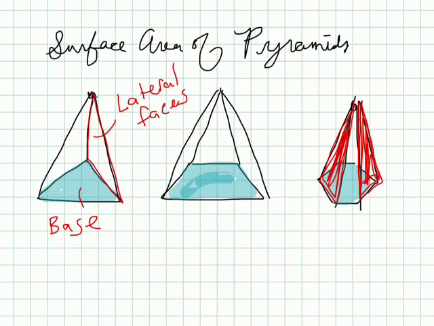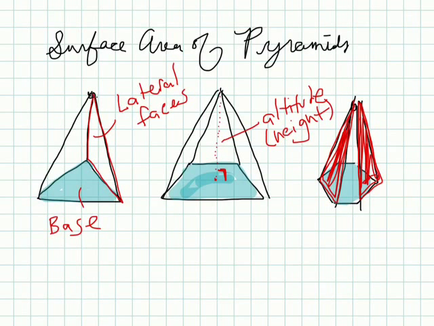Let's continue. The altitude goes from the center of the base, the height, until it's perpendicular with the base. This is called the altitude, and often this is referred to as the height of the pyramid because it's perpendicular to the base.